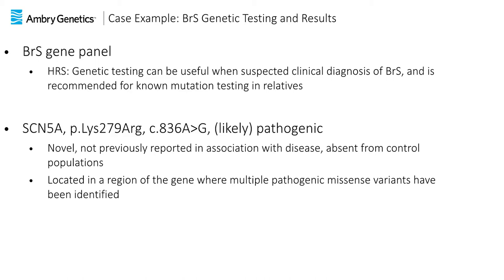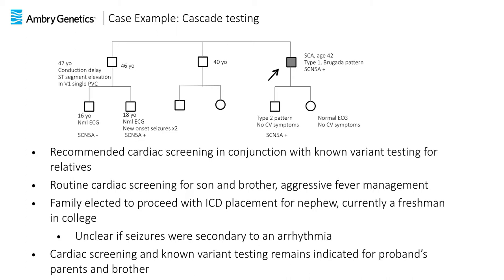So if we return to the family history, we recommended both cardiac screening in conjunction with known variant testing for the at-risk family members. You can see his two children had come to see us, and one of them had a type 2 pattern on resting EKG, but no history of syncope and no other reported CV symptoms, and his daughter had a normal EKG with no history of CV symptoms. His son was also found to have inherited the SCN5A variant. His daughter tested negative.